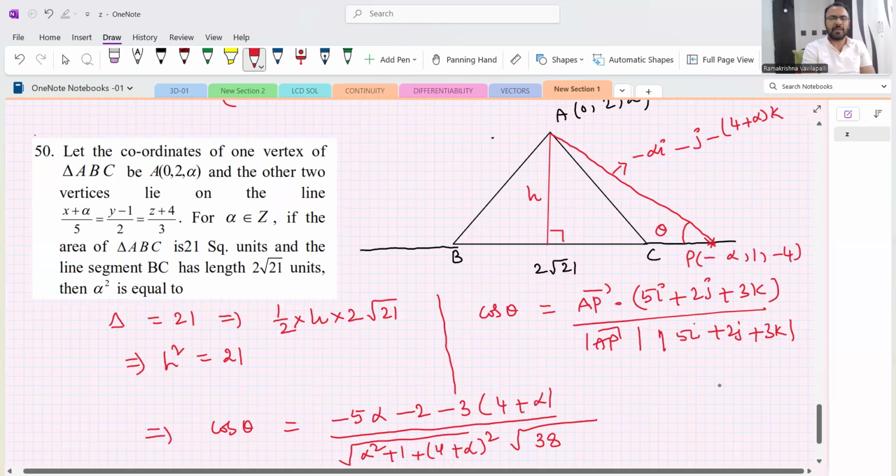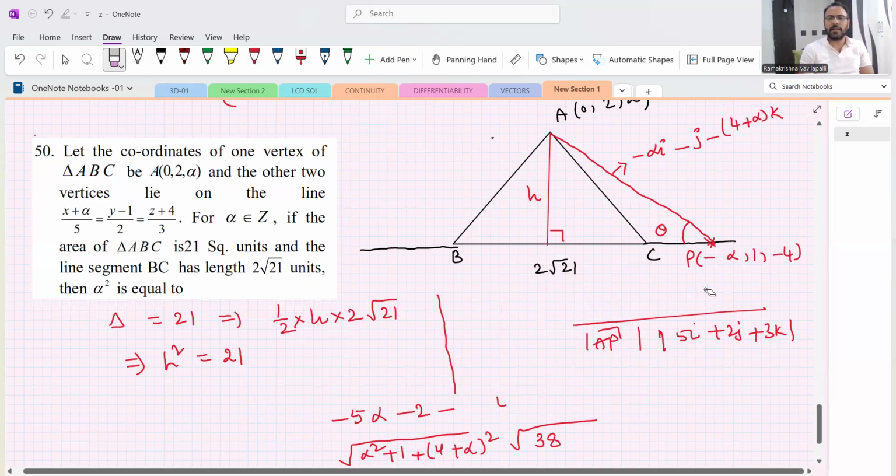Better I'll skip this idea. I'm dropping this idea. Instead of this, I will find the foot of perpendicular from a point on the line.